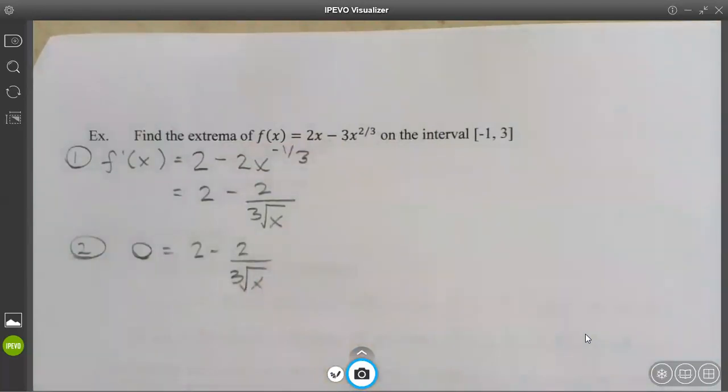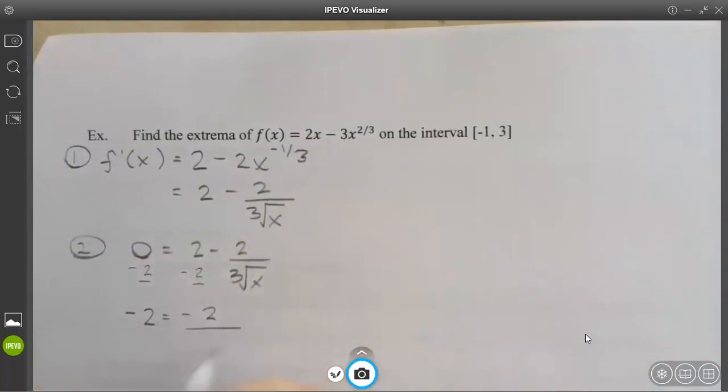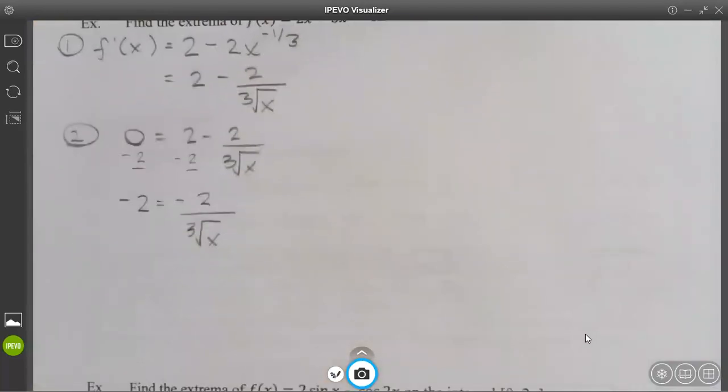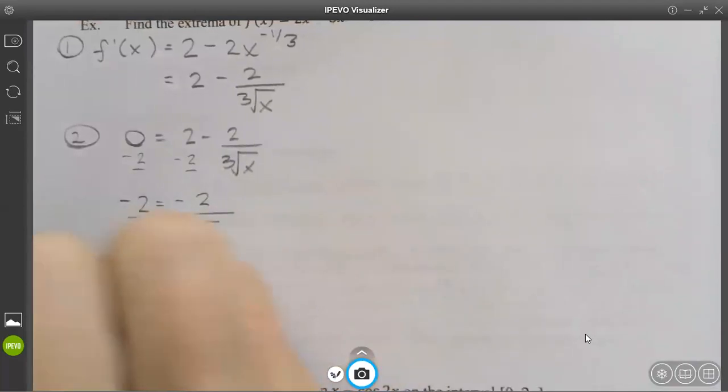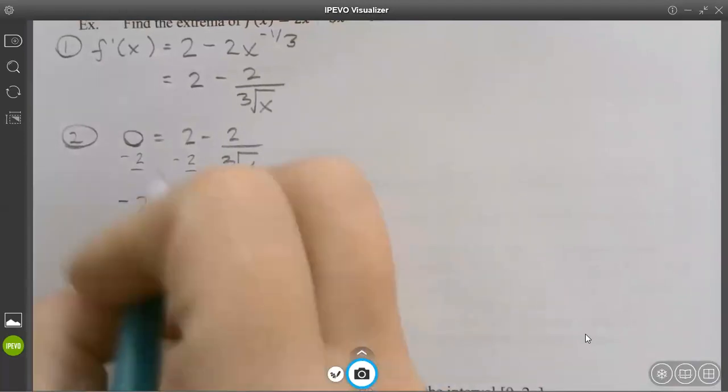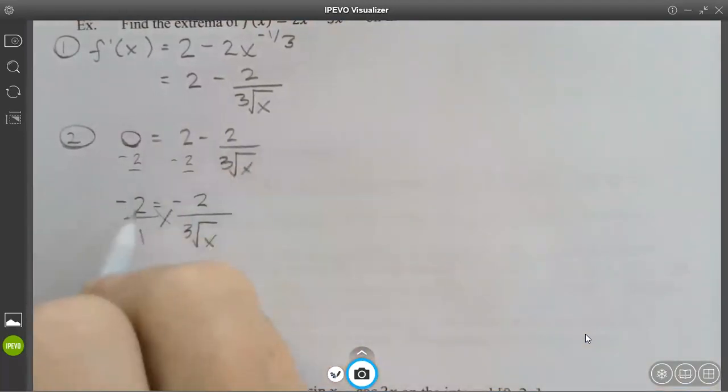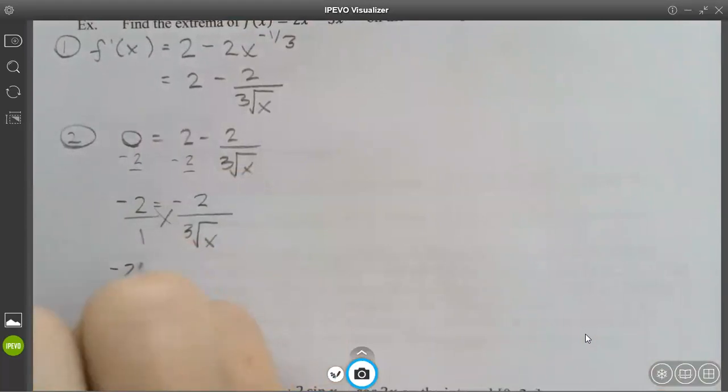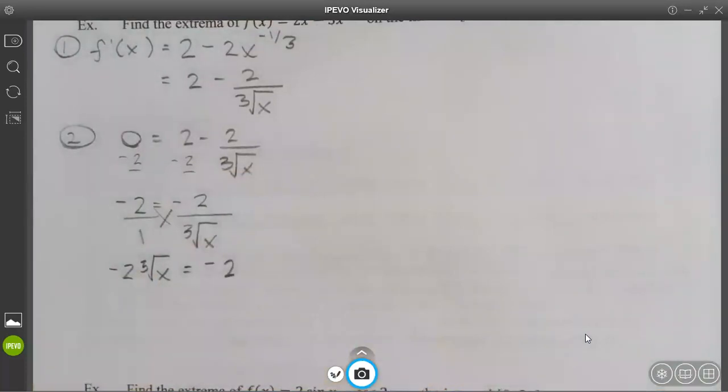How do I solve this? Subtract this 2. I get negative 2 equals negative 2 over the cube root of x. How do I solve this? Yeah, you can cross multiply. If you want to go ahead and put that 1 and cross multiply, that's fine. Negative 2 cube root of x equals negative 2.